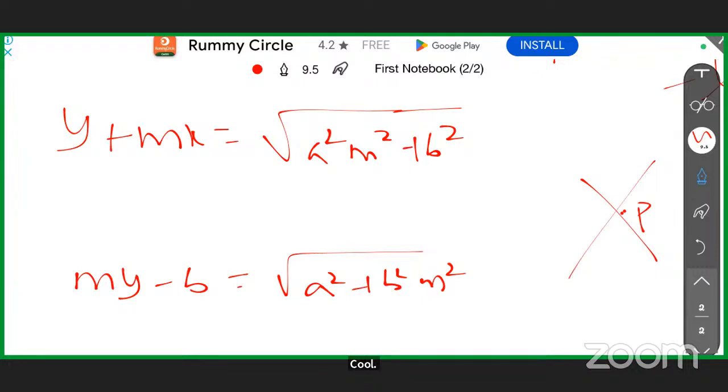Sorry, it is supposed to be my minus 6, because only one intercept will come there. So my minus 6 is equal to root of a square plus b square by m square.